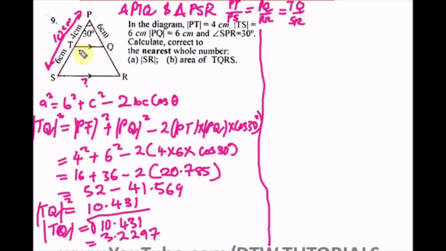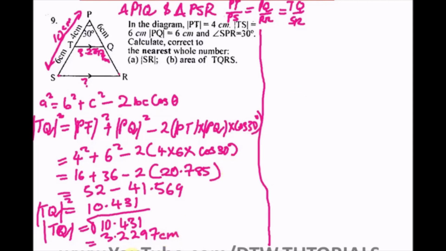Okay, so we've gotten what? TQ. So our side TQ is what? 3.2297 centimeter. Don't forget your centimeter in your answers. Make sure you put your units. Okay, so this is centimeter. Always make sure you do that in your final answer. Don't forget, it will subtract half a mark if you don't do that. So please make sure you put your units.